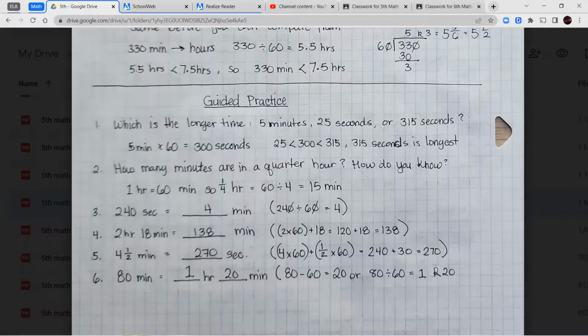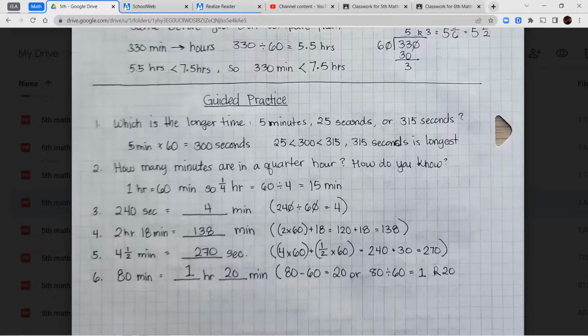Okay, let's jump into our guided practice. Number 1, which is the longer time? 5 minutes, 25 seconds, or 315 seconds? So since most of these units are in seconds, I'm going to convert the minutes into seconds. So the 5 minutes times 60, because there's 60 seconds in 1 minute, 5 times 60 is going to give me 300 seconds. So now I can compare.